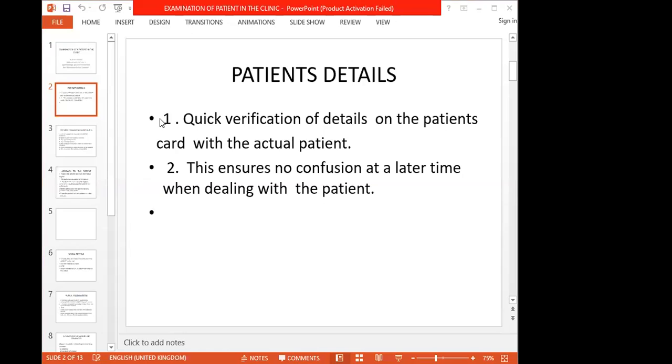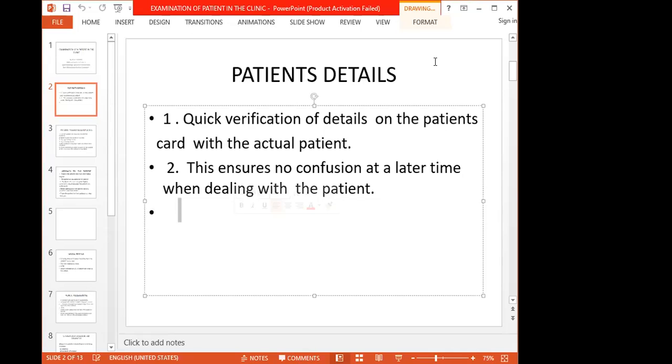Your job, the first thing which is important, is a quick verification of the details on the patient's card with the actual patient. You roughly look at the details and verify with the patient: are these true? Yes. Then you know they are correct. This ensures no confusion at a later time when dealing with the same patient. We've seen cases of patients being seen using a wrong card, and the wrong card may even come with presenting complaints which are completely different.